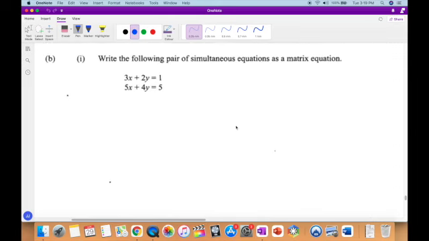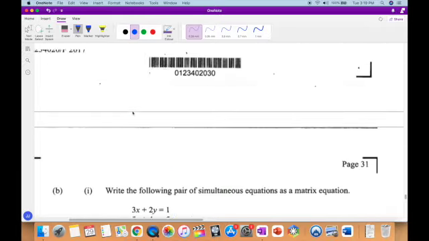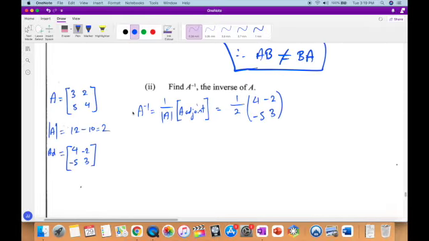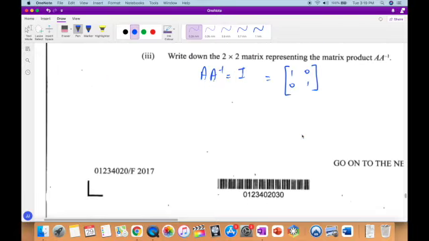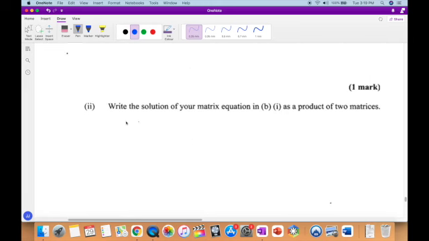Yes, so we do have to solve these simultaneously. So this would be [3, 2; 5, 4] times [x; y] is equal to [1; 5]. Right? And we can see here that this is [3, 2; 5, 4]. This is the matrix A. So we already have A inverse here that we're going to use.